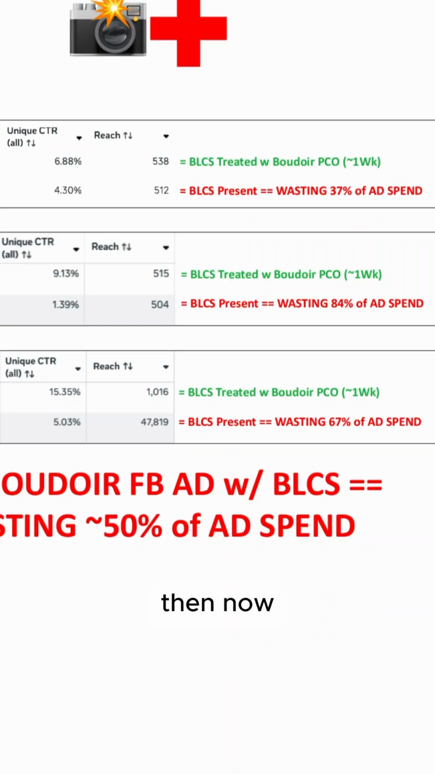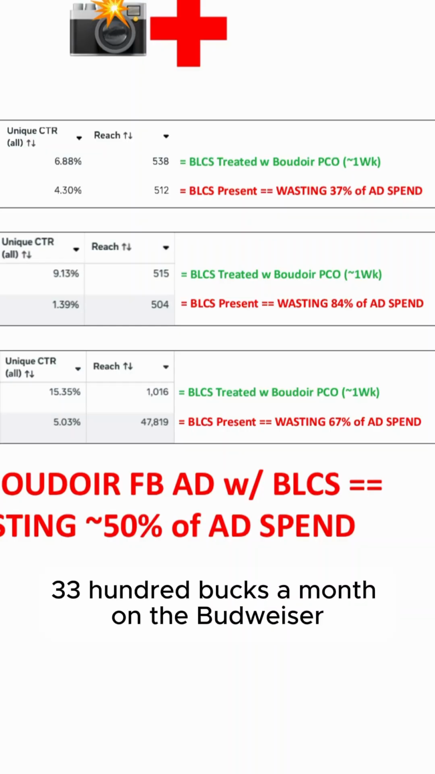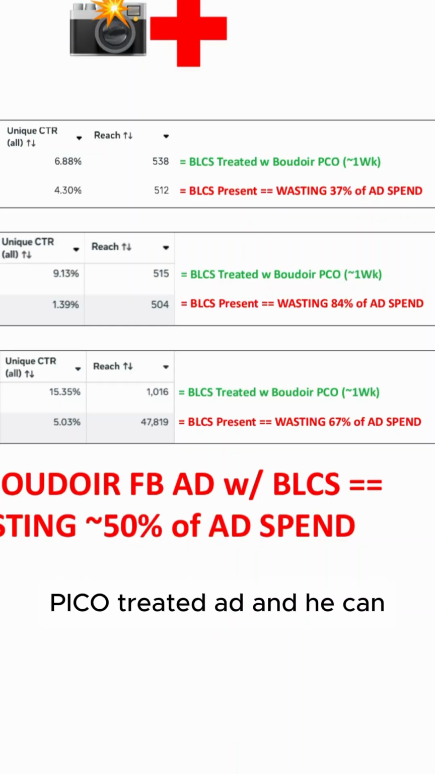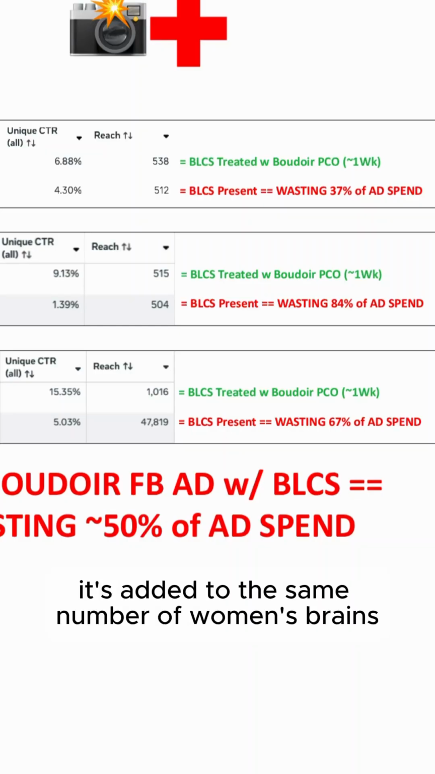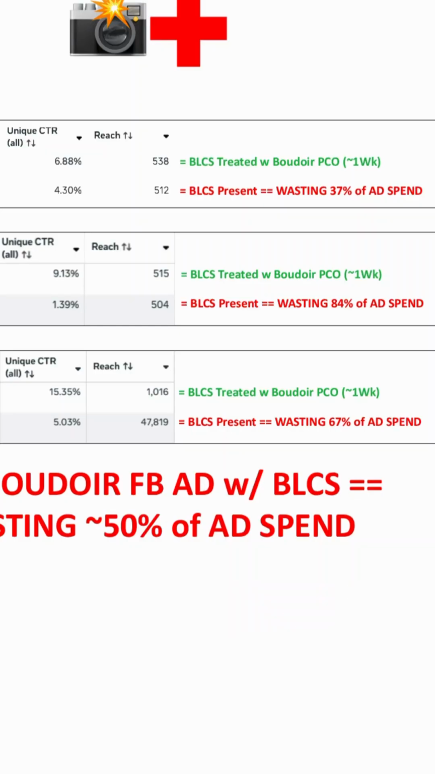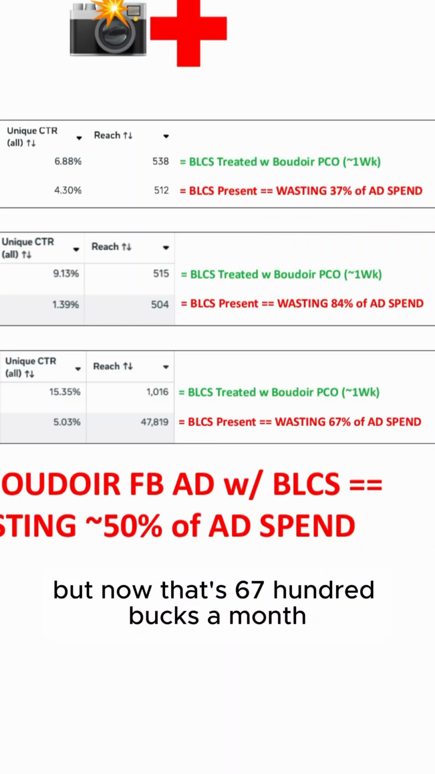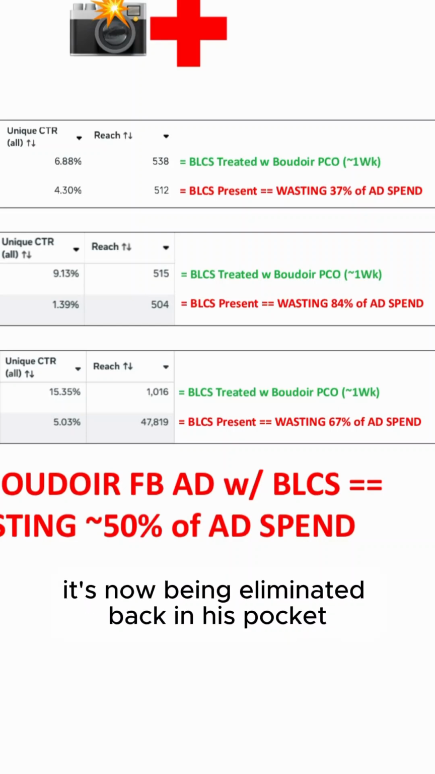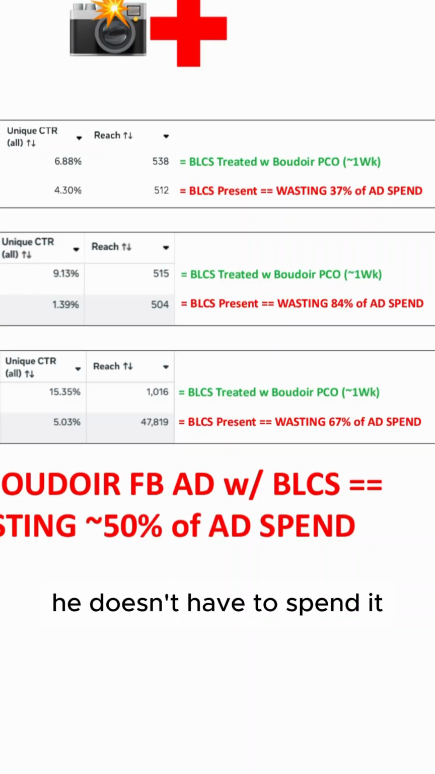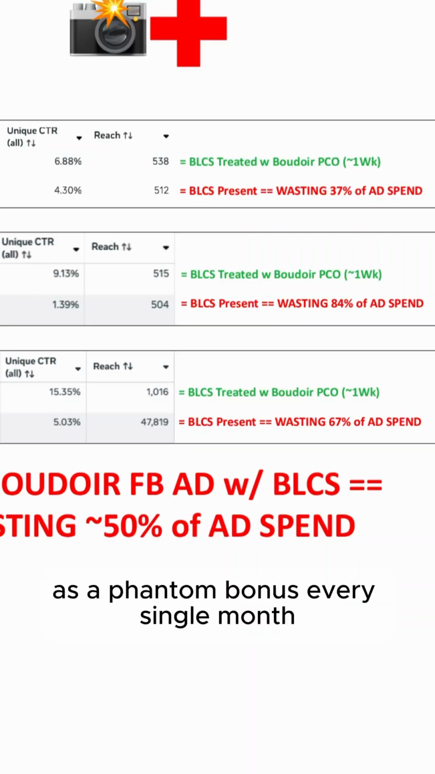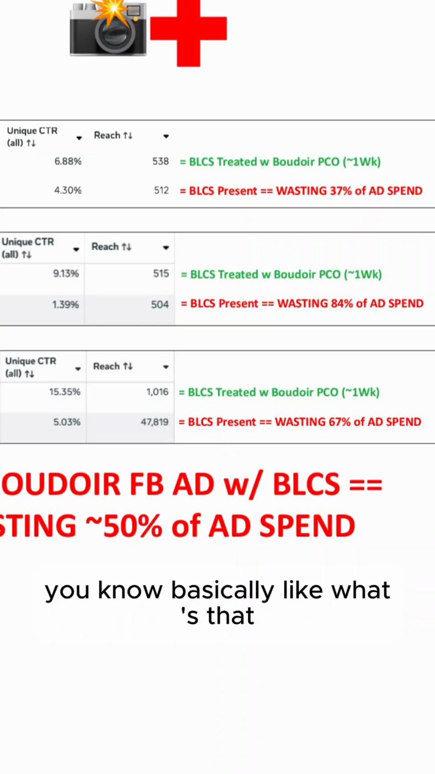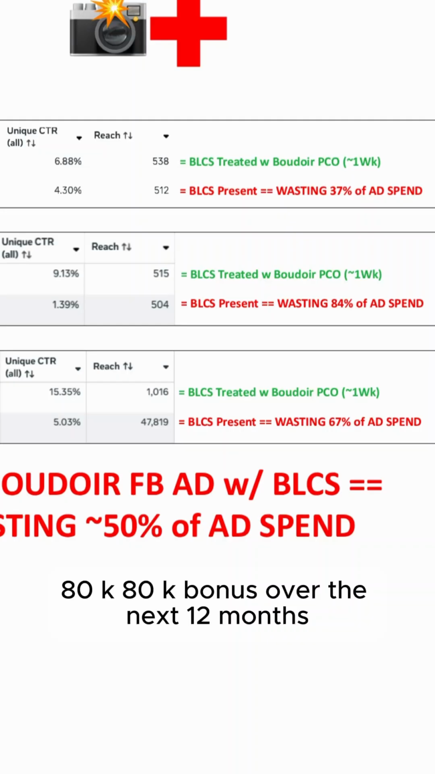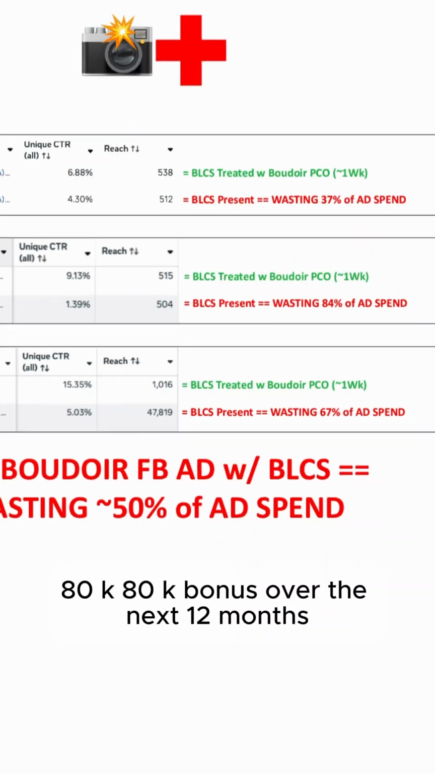And as a result, if you spend 10 grand a month on the original Boudoir Facebook ad, then now he only has to spend 3,300 bucks a month on the Boudoir Pico treated ad, and he gets to reach the same number of women's brains in both scenarios. But now that 6,700 bucks a month that was being wasted is being eliminated, back in his pocket. He doesn't have to spend it, a phantom bonus every single month. Basically like, what's that, 80K? 80K bonus over the next 12 months.